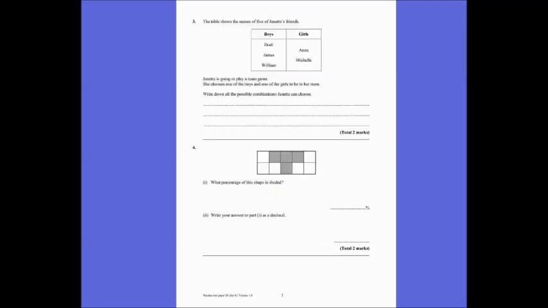Question 3. The table shows the names of 5 of Jeanette's friends. Jeanette is going to play a team game. She chooses one of the boys and one of the girls to be in her team. Write down all the possible combinations that Jeanette can choose. So she could choose Dodie first and have Anna with Dodie, or we could choose Dodie and have Michelle with Dodie. We'll then go on to James. James can be with Anna, or he can be with Michelle. And then we could have William with Anna, and we can have William with Michelle. So there are 6 different possibilities.